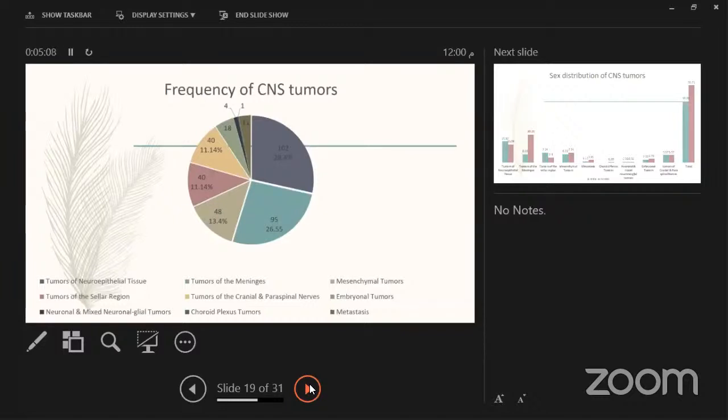We found the first tumor category was gliomas or neuroepithelial tumors, consisting of 28%, followed by meningeal tumors 26%, then mesenchymal tumors 13%, while nerve sheath tumors and cellular tumors are equally distributed at 11%, 14 patients for each entity.